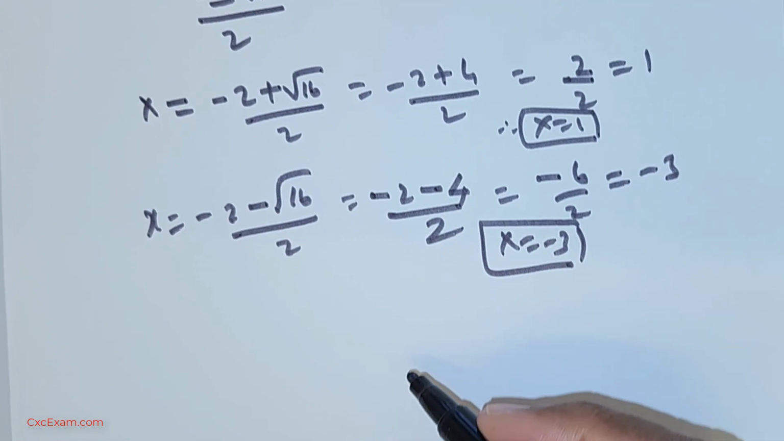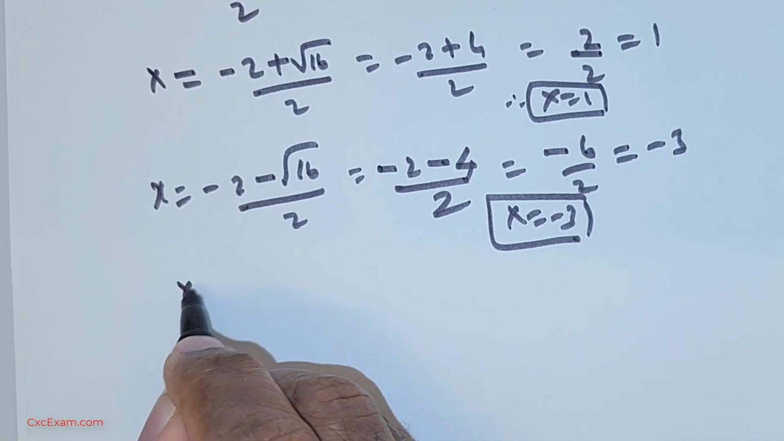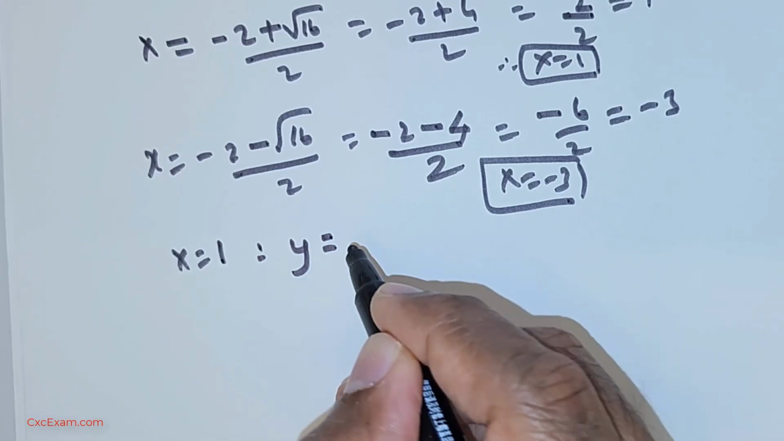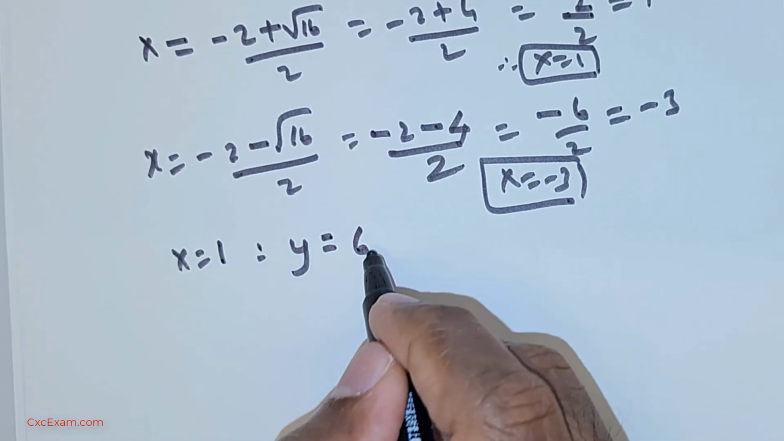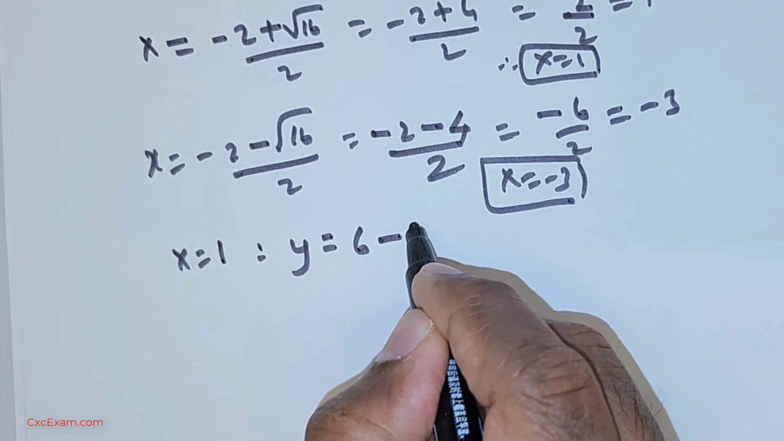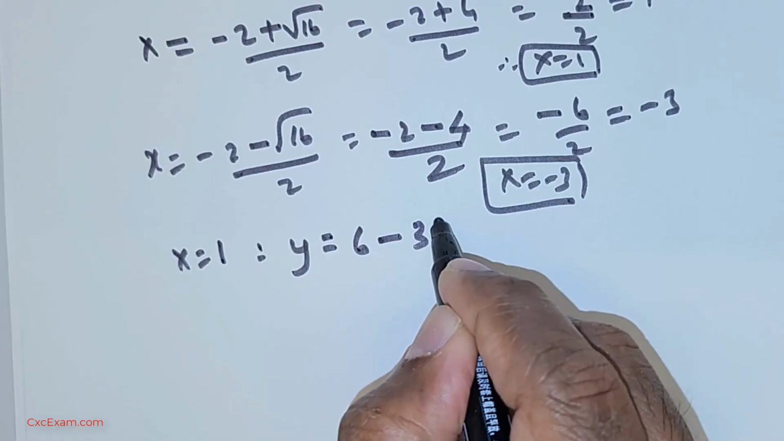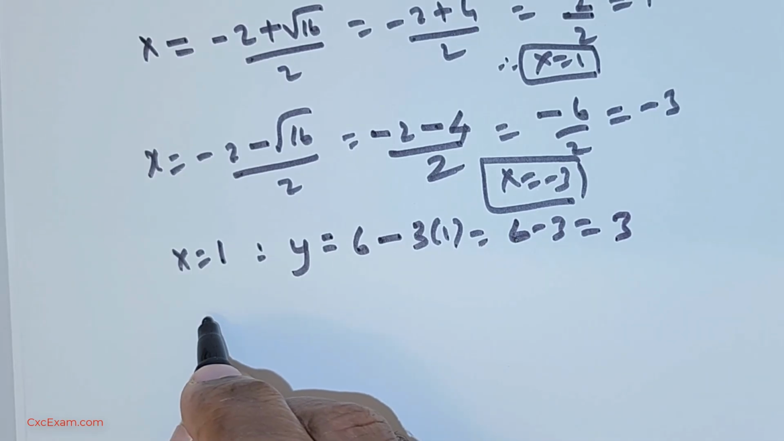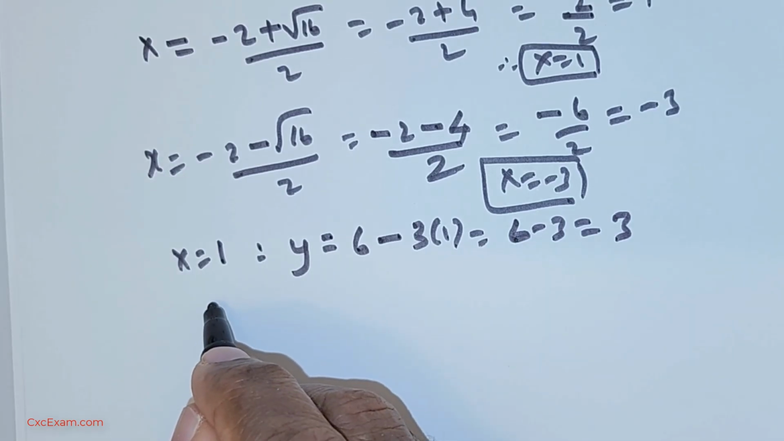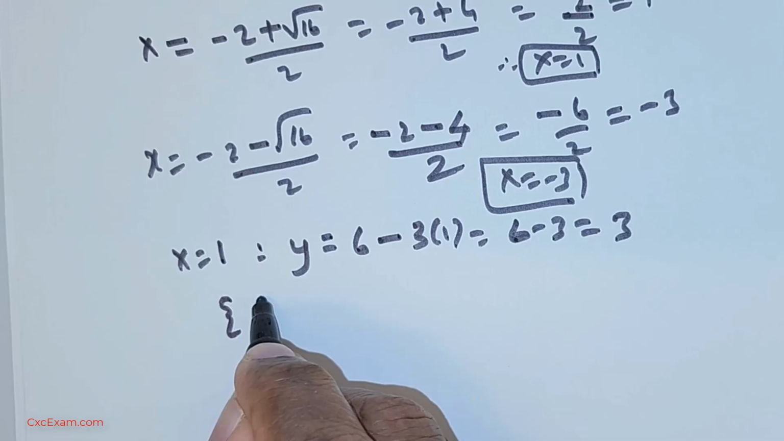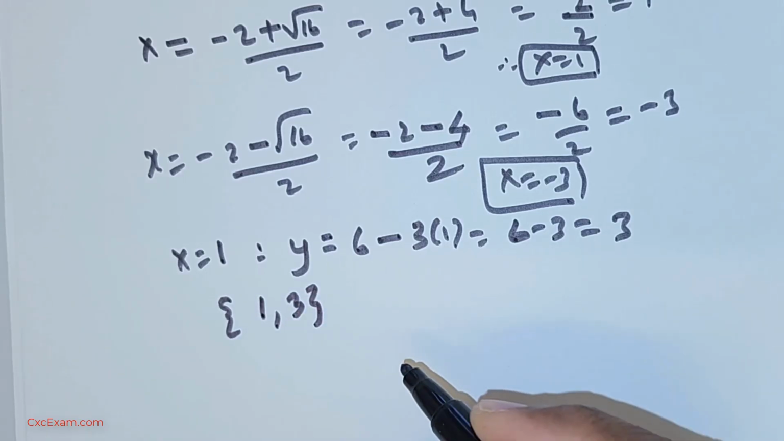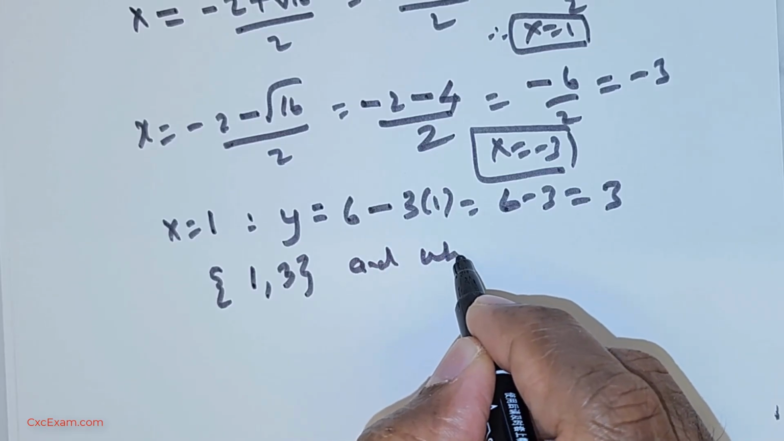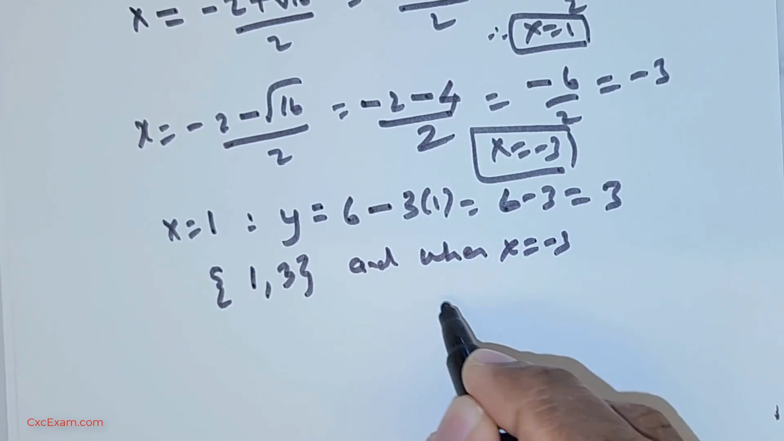Now we cannot stop the solution right there. We need to find the value of y. So when x is equal to 1, you can substitute the value for x is equal to 1 over here. So y is equal to 6 negative 3 of 1, which is going to be 6 negative 3, which will give me 3. So this is one value, 1 comma 3 is one set.